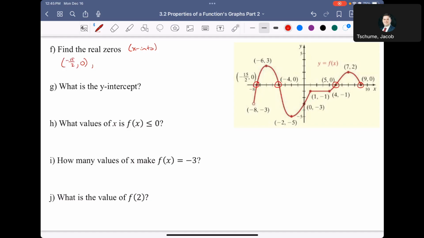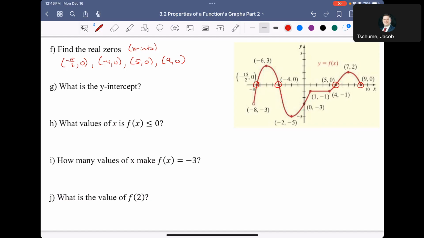-15/20, comma, -40, comma, 50, comma, and 90. So this graph has 4 real zeros, aka it has 4 x-intercepts.